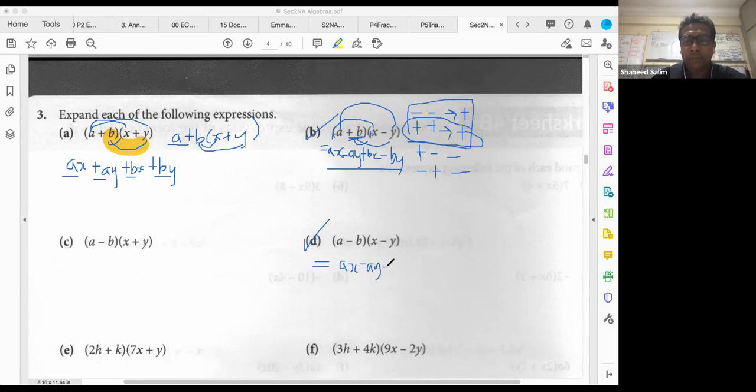Minus BX. Last one, Inshira. Last one. Inshira, where are you? You see minus and minus. It must be plus, not minus. Plus BY.